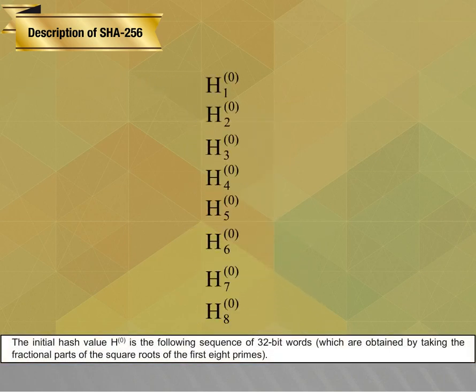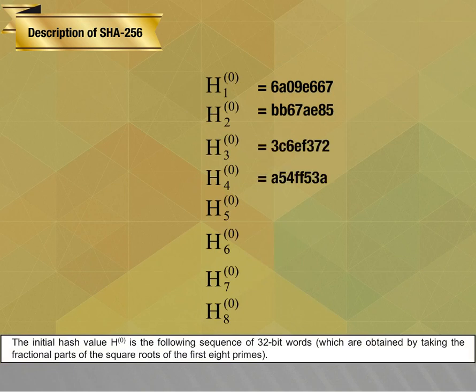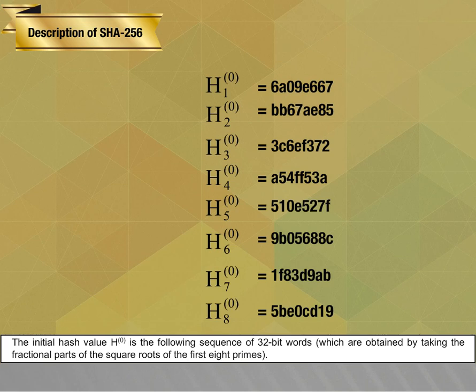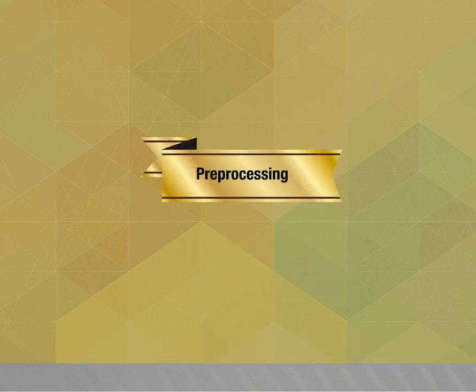The initial hash value h^0 is the following sequence of 32-bit words, which are obtained by taking the fractional parts of the square roots of the first 8 primes. Pre-processing.